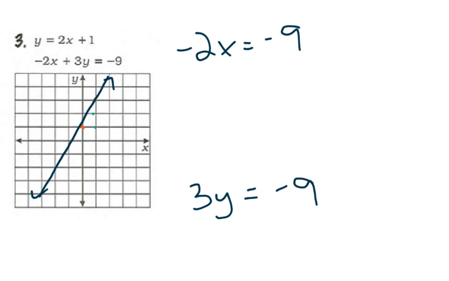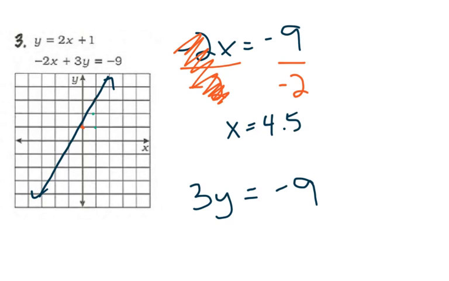On the first one, I'm going to divide both sides by negative 2. These 2's go away, and I'm left with x equals, well, negative 9 divided by negative 2 is 4.5. In the next equation, I'm going to divide by 3 on both sides. These 3's go away, and I'm left with y equals negative 9 divided by 3, which is negative 3. So here are my two points.